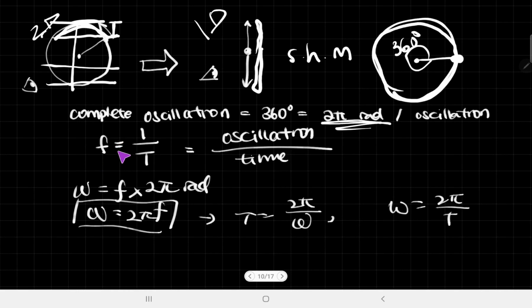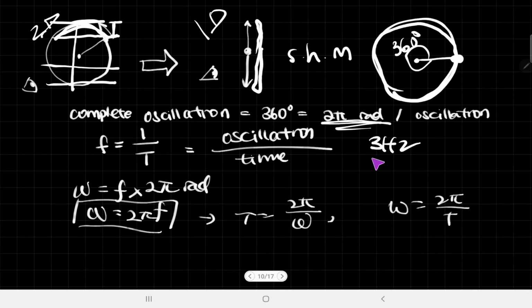And then we have frequency, which is how many oscillations are made per unit time. So for example, if a certain object is moving at 3 hertz, which means it's having 3 oscillations per second, so it's going 1, 2, and 3 every single second.